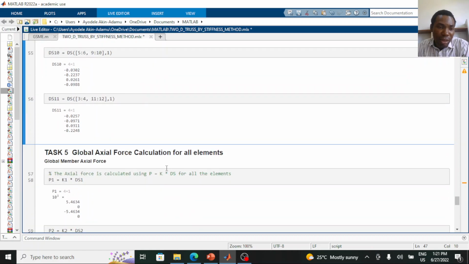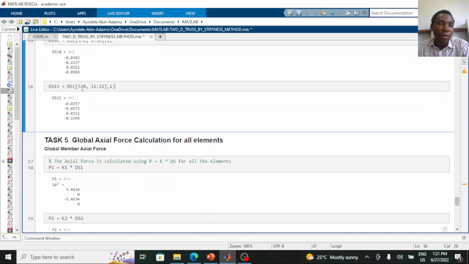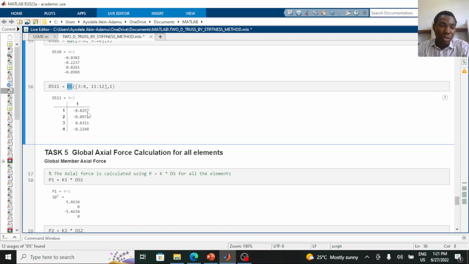That's why in this MATLAB code we have 3 colon 4, comma 11 colon 12. You must specify this in MATLAB. So this is how you extract the 11th element's displacement vector from the global displacement vector, a 12 by 1 matrix. This is the displacement vector for the 11th element. This is at degree of freedom 3, this is at 4, this is at 11, this is at 12.